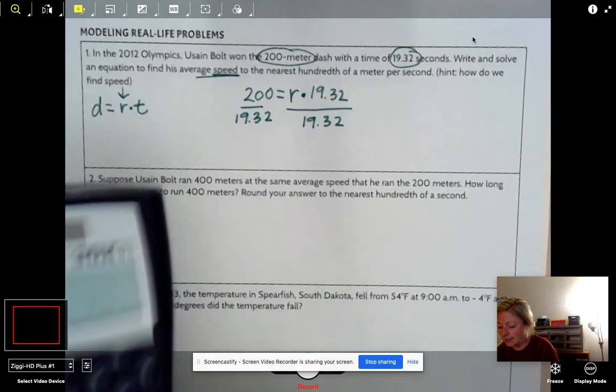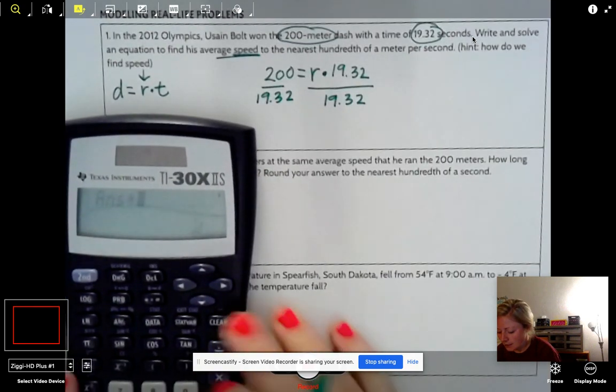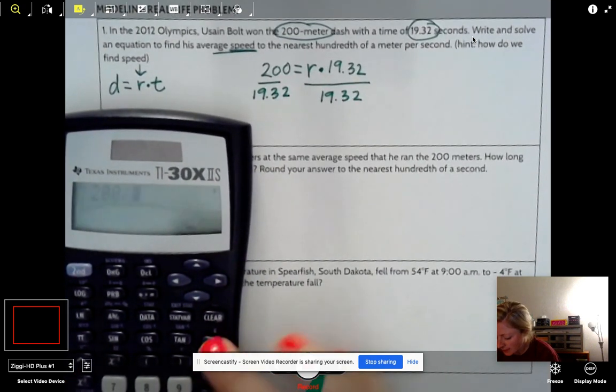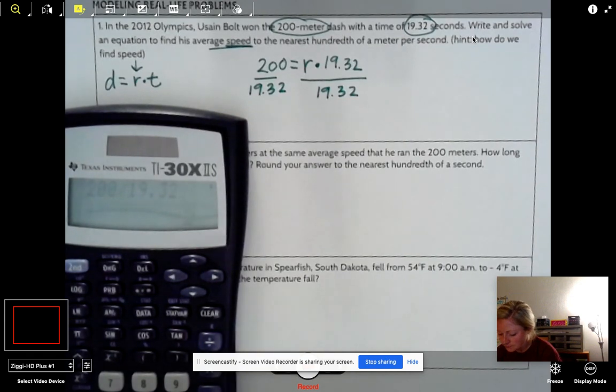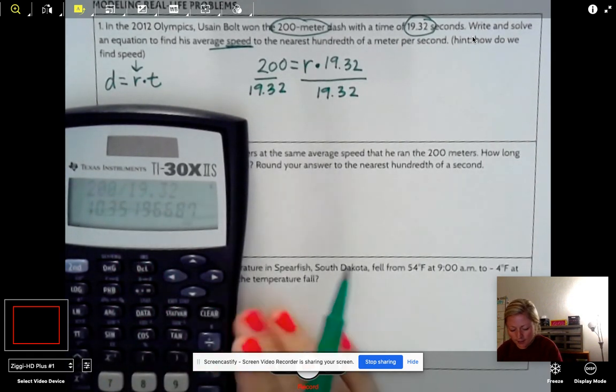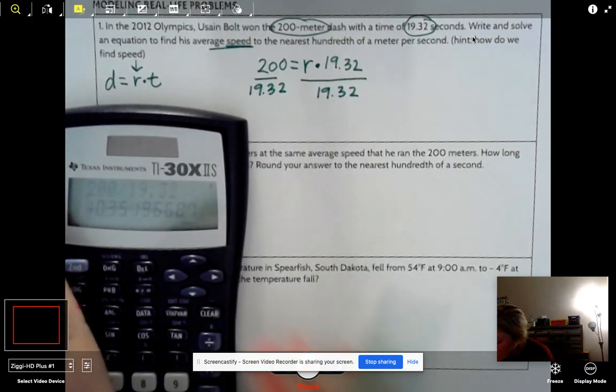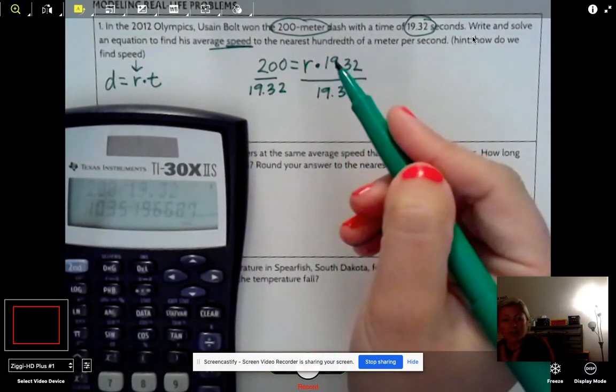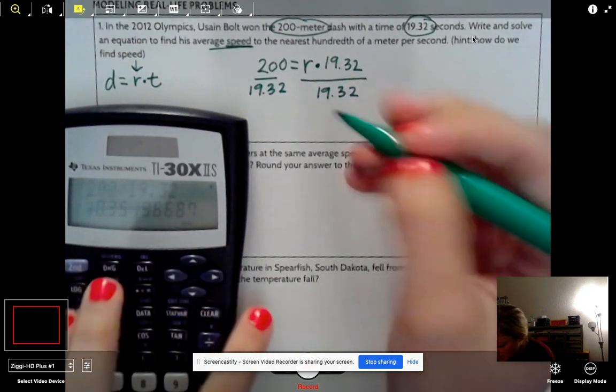Again, take out your handy dandy calculator. Now I'm going to take 200 divided by 19.32, and I get an answer of 10.35. We're supposed to round to the nearest hundredth, so that is 2 decimal places.